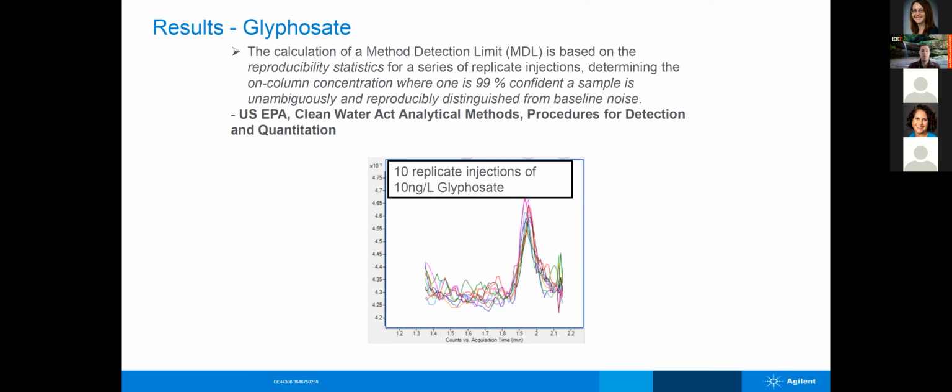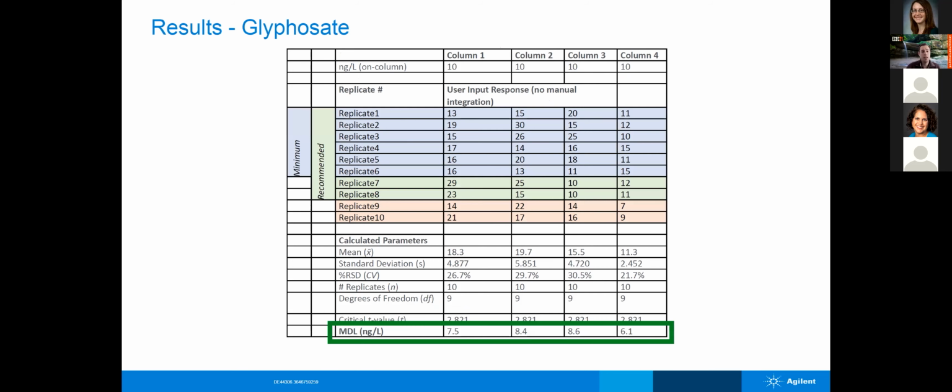Here we have an image of 10 replicate injections of 10 nanograms per liter glyphosate. That's 10 parts per trillion, if you like to think in parts per. Here we have all the calculations. We did this on 4 different columns, 4 different column batches. We did 10 replicates. The minimum is 6, recommended is 8, but we wanted to go above and beyond, so we did 10. We have an MDL of 6.1 to 8.6 on all the different columns, which means we have an average MDL of around 7.5, I'd say.